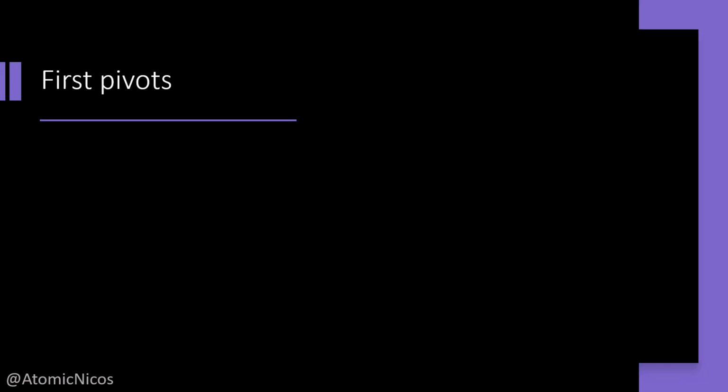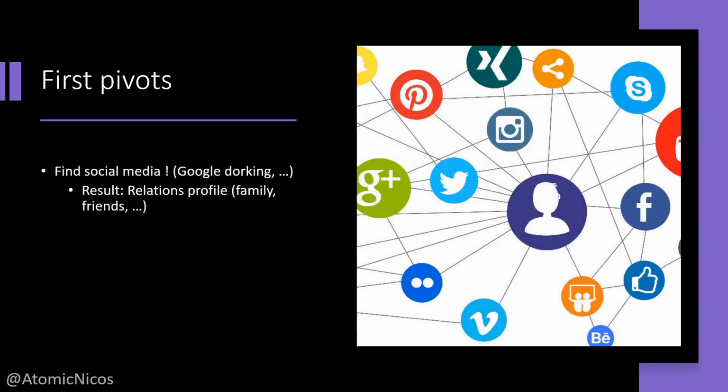So when you start an investigation, you're going to do a few first pivots. First one is going to be to find social media. You could do a Google dork. That would probably give you a Twitter, a Facebook, depending. What this does is it gives you a relations profile. Who are their family, who are their friends, who are the people they interact the most with, do they have pictures, etc. Second part is to find the same username on other platforms. There's actually tools that do this. What this does is it gives you future pivots, but also gives you aliases that they usually use.